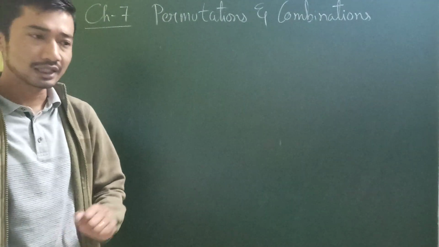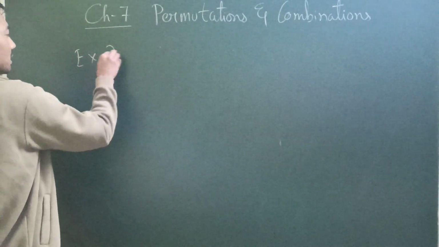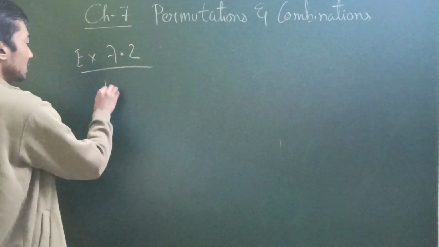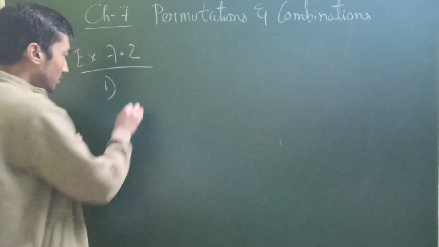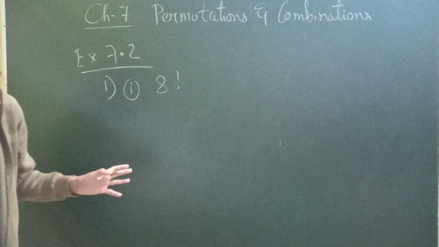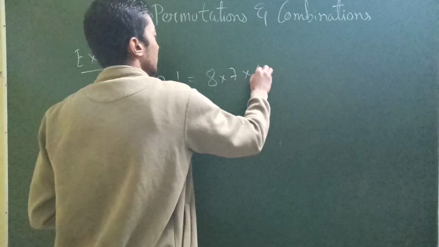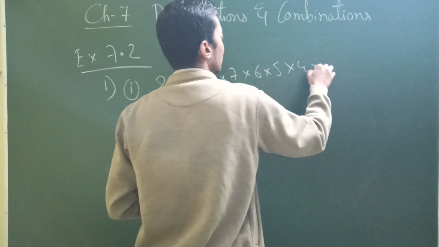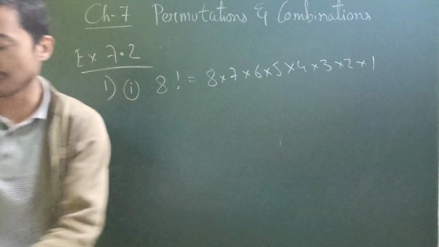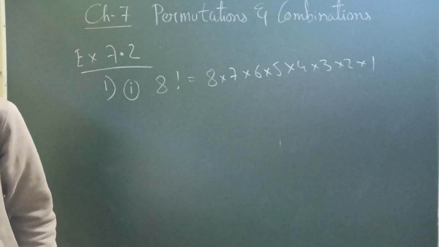With that being said, let's try to solve some questions very quickly. That is some questions from exercise 7.2 of the NCERT textbook. Number 1, that is evaluate 8 factorial. Now this one, I guess you can also evaluate because 8 factorial is 8 into 7 into 6 into 5 into 4 into 3 into 2 into 1. So for quick calculation, let me just multiply. You can also multiply.